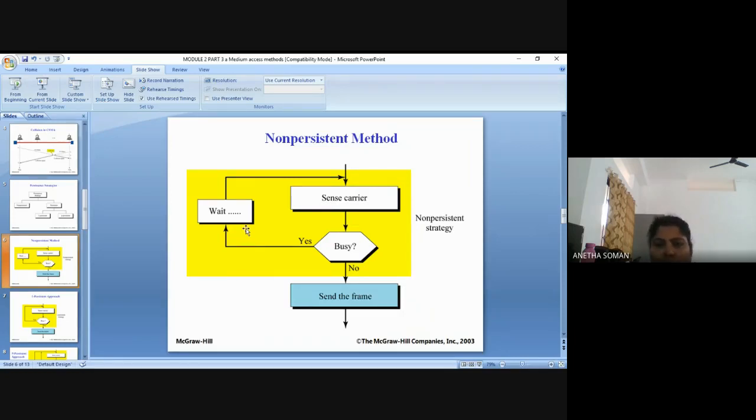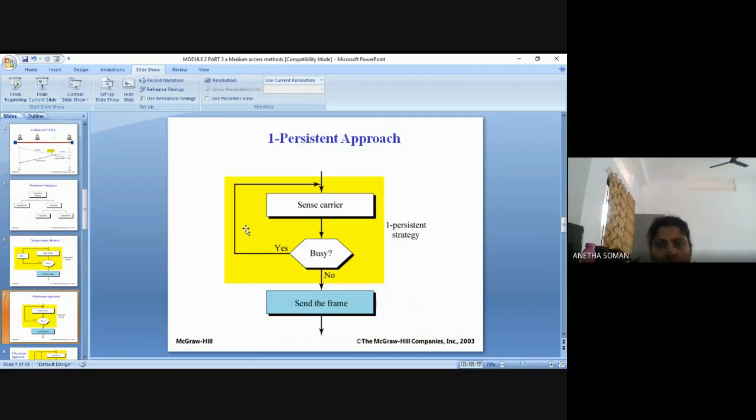Now the second one is the one-persistent approach. In the one-persistent approach, if it senses the line and the medium is not busy, it sends the frame with a probability of 1. So maybe all the stations, when they sense, will find the line idle and they will send the frame.